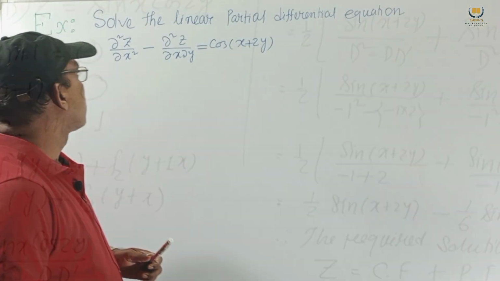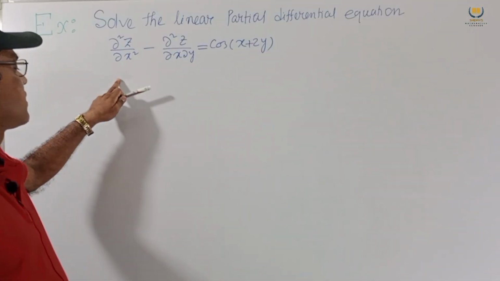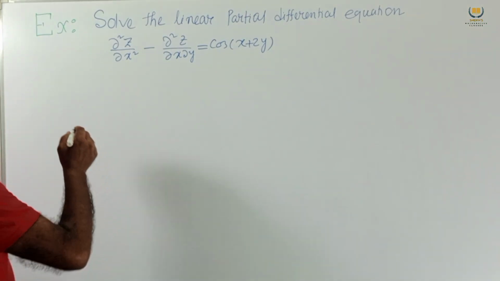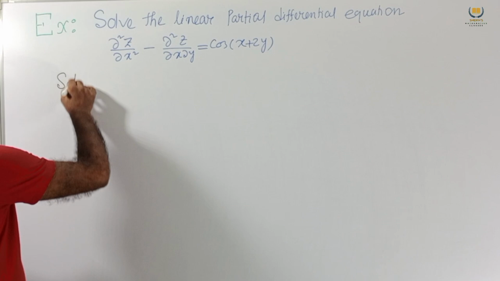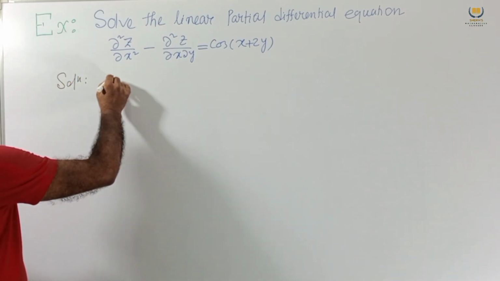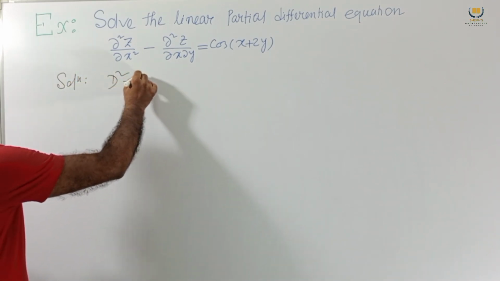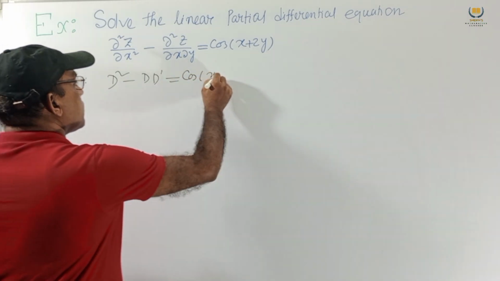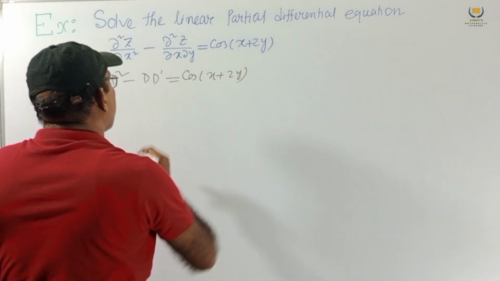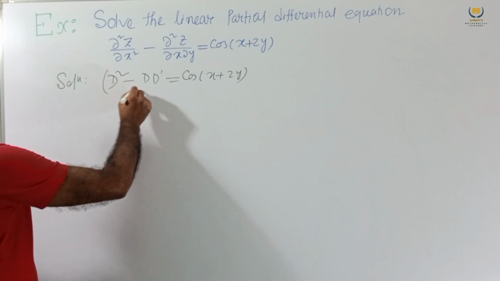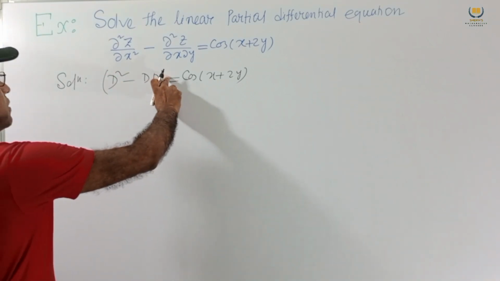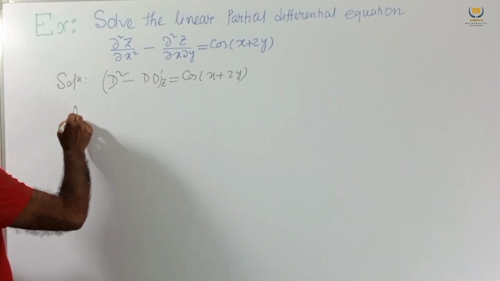Now we consider another problem. Solve the linear partial differential equation: del squared z by del x squared minus del squared z by del x del y equals cos of (x plus 2y). Solution. First we write (D squared minus D dash) z equals cos of (x plus 2y). Now the auxiliary equation.